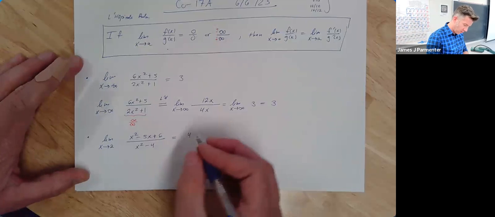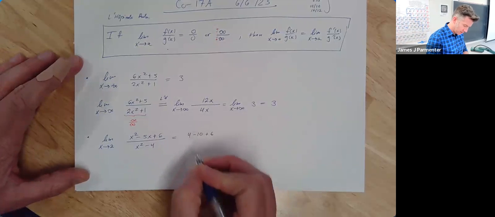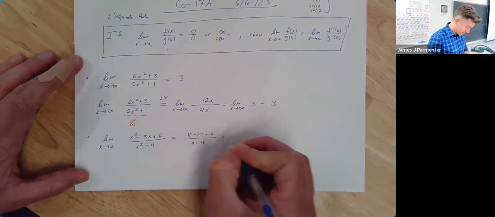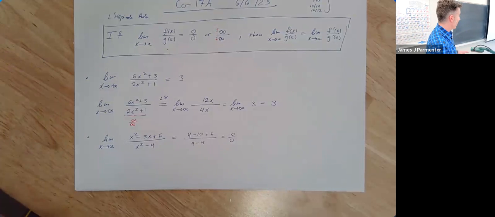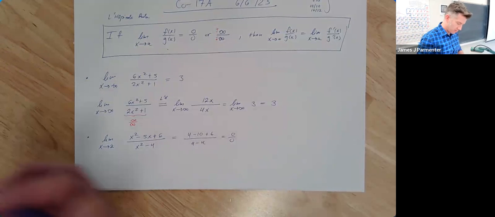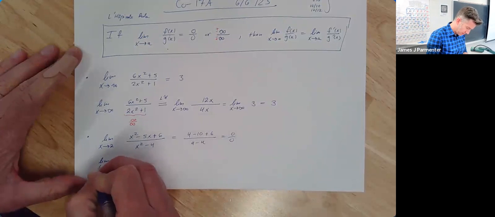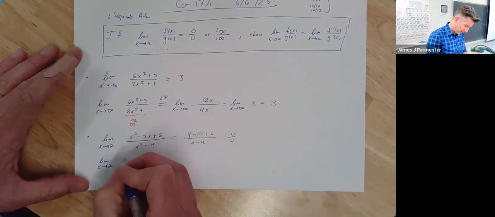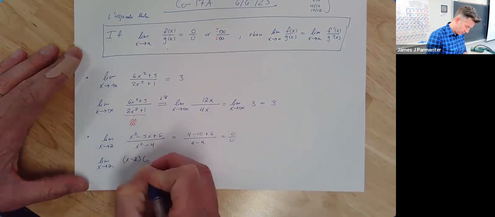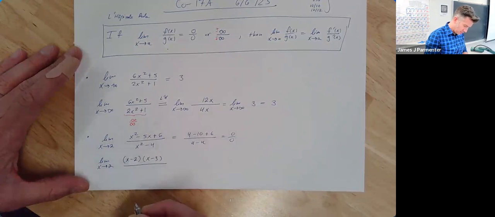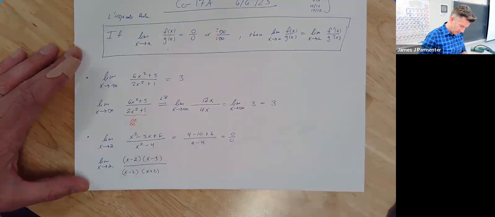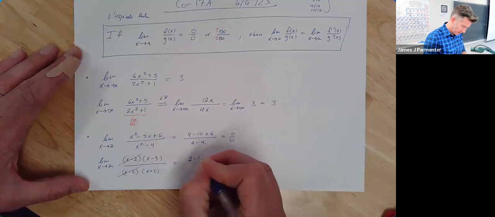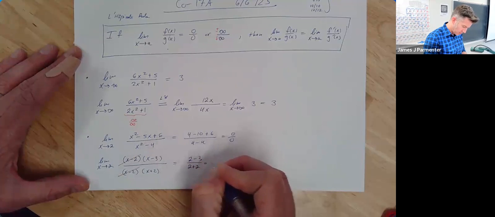If I plug in 2, I get 4 minus 10 plus 6 over 4 minus 4, which is 0 over 0. Which means I could do one of two things here. I could factor and cancel. So this is going to be the limit as x approaches 2 of, the top factors as x minus 2 times x minus 3. The bottom factors as x minus 2 times x plus 2. And the x minus 2's cancel. And then we can plug in and get 2 minus 3 over 2 plus 2, which is negative 1/4.